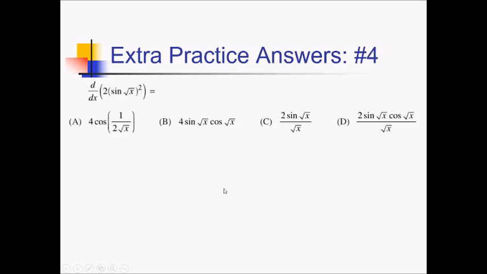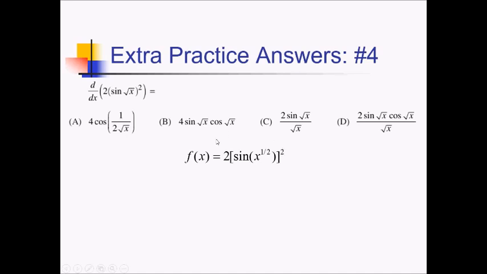On this problem, I'm trying to find the derivative of 2 sine of radical x quantity squared. Let me start by rewriting the original function as 2 sine of x to the 1/2 whole thing squared. And then I'm going to need to use the chain rule on this one. So my outermost function, I've got 2 times something squared.